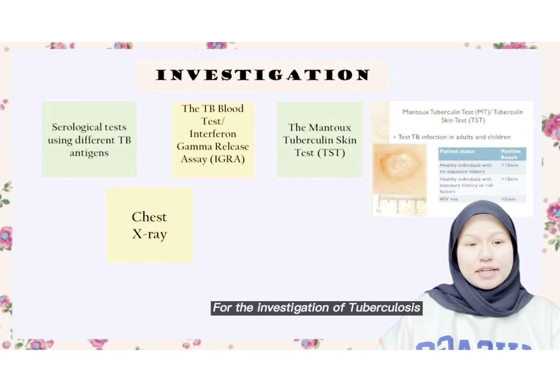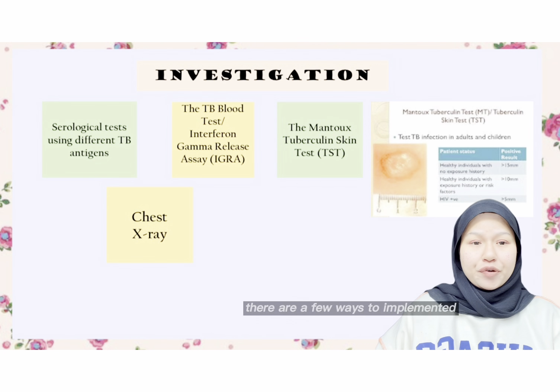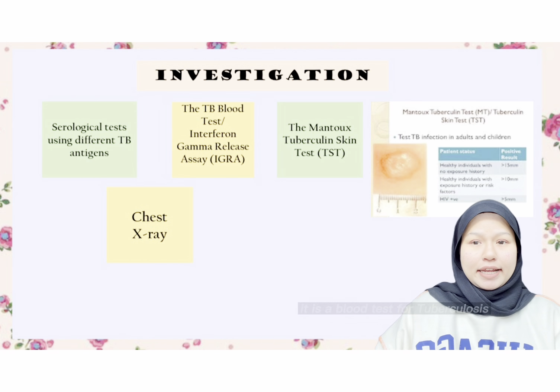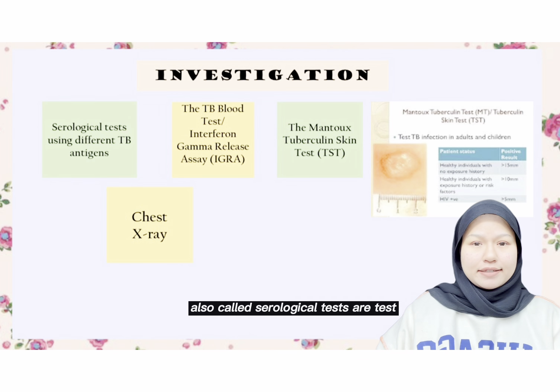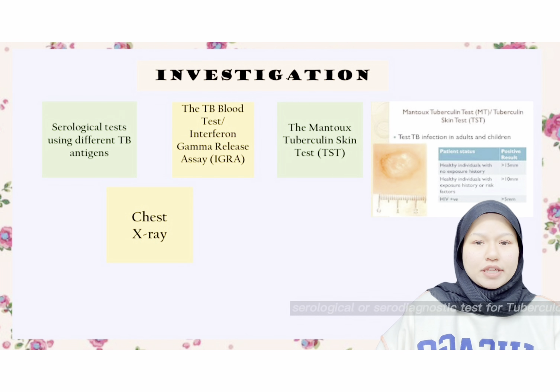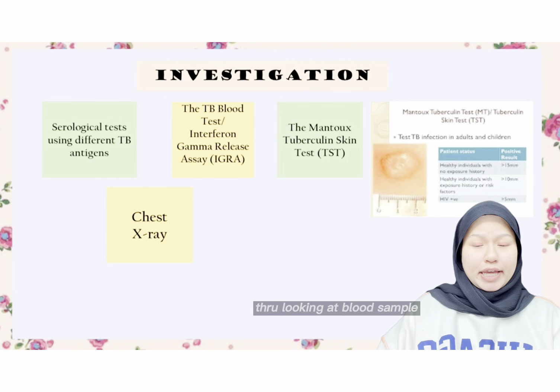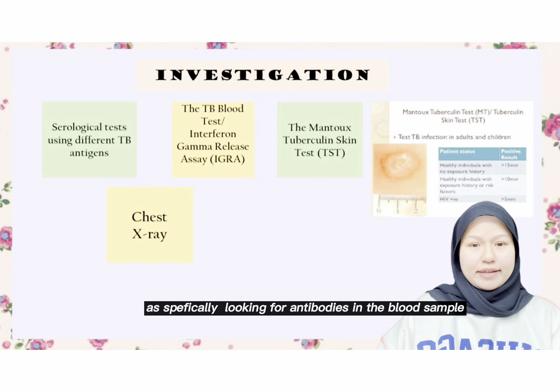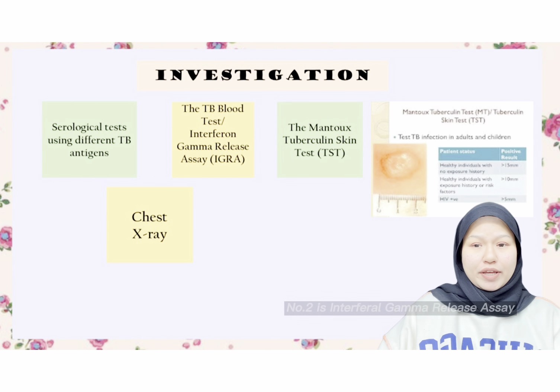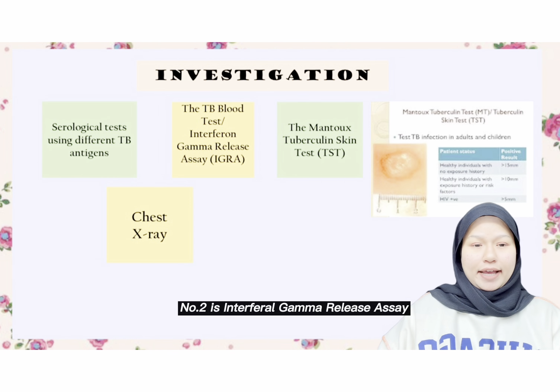For the investigation of tuberculosis, there are a few ways to do it. Number one is the serological test. It is a blood test for tuberculosis, also called serological tests, which are carried out on blood samples. Serological or serodiagnostic tests for tuberculosis mean diagnosing tuberculosis by looking at a blood sample and specifically looking for antibodies in the blood sample.